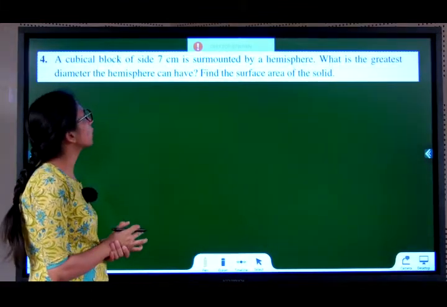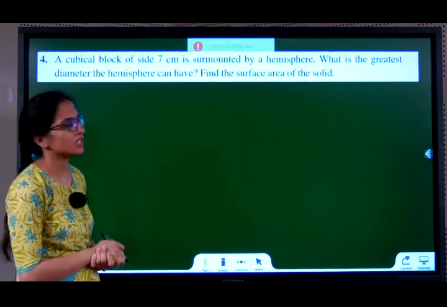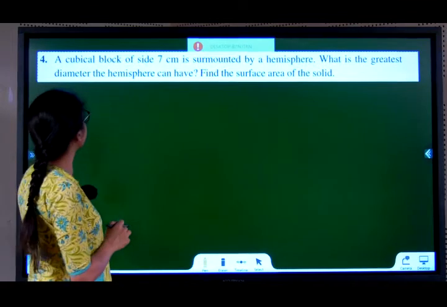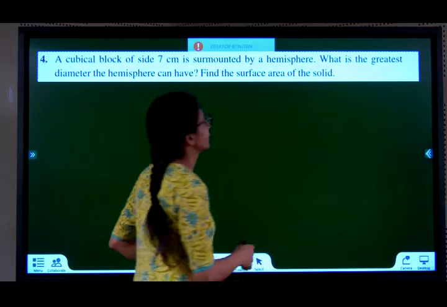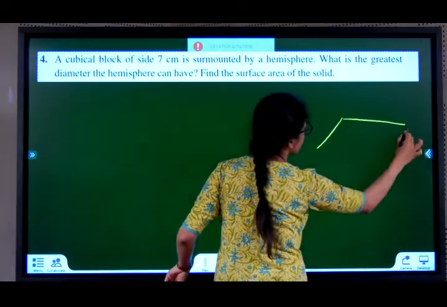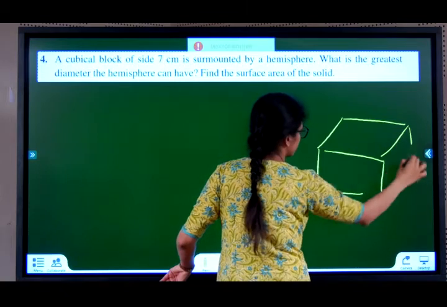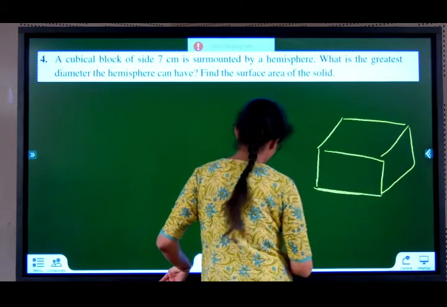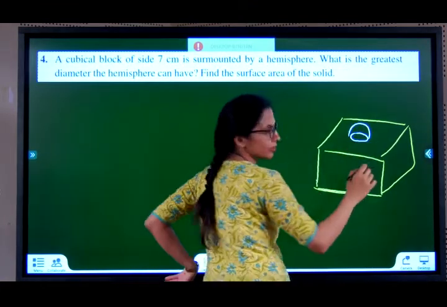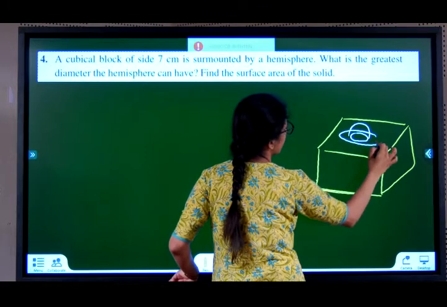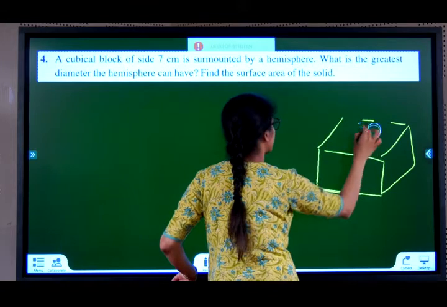Question 4. A cubical block of side 7 centimeters is surmounted by a hemisphere. What is the greatest diameter the hemisphere can have? Find the surface area of the solid. See, if this is a cube, and I can keep a hemisphere of this small size on it, I can keep a hemisphere a little bigger, or the greatest possible is what?